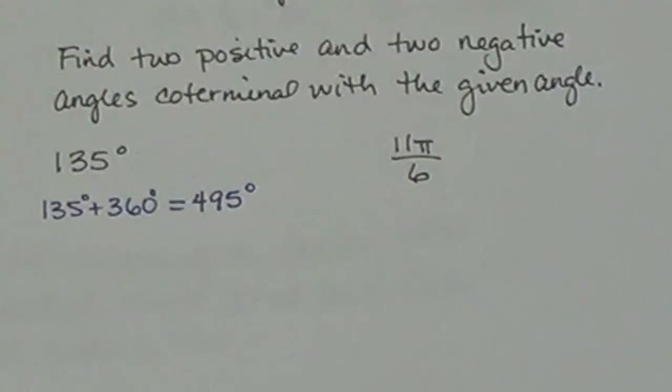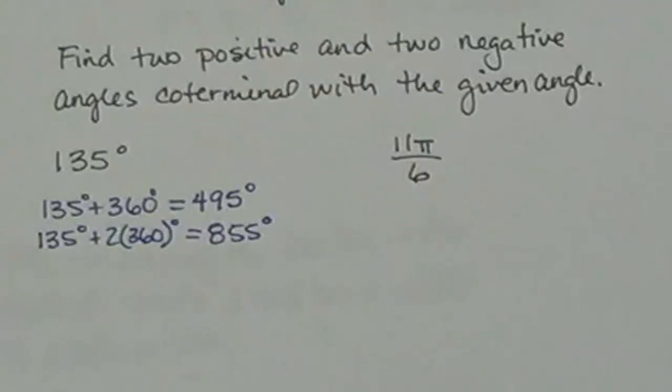So our first positive coterminal angle is going to be 135 plus the 360, or 495 degrees. Now we're going to do the same thing to get the second positive coterminal angle. So we're going to take 135 plus 2 full revolutions, so 2 times 360, to get 855 degrees. Okay, so there's our two positive. Now we're going to do our two negative.